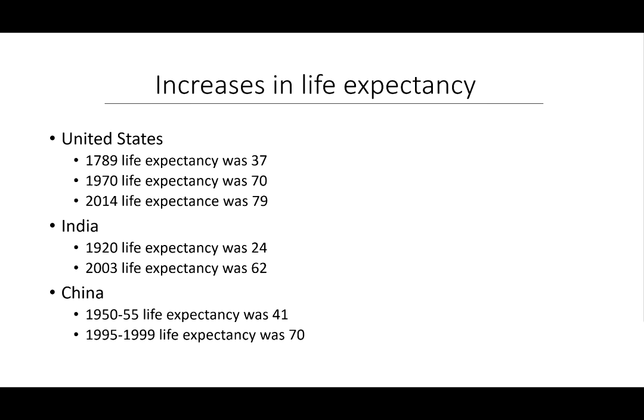So India, in 1920, the life expectancy was 24, and in 2003, life expectancy was 62. In China, 1950 to 55, life expectancy was 41, and 1995 to 1999, life expectancy had reached 70. Let's turn to some other data from the United Nations that shows this trend in a more comprehensive way based on economic development. Since we've just looked at anecdotal data one by one, let's look more comprehensively.